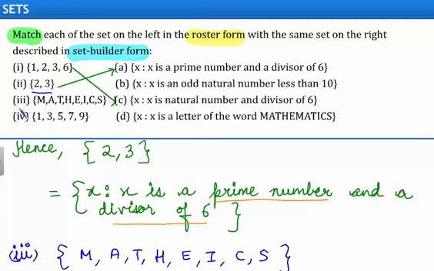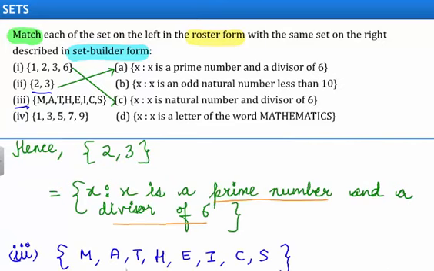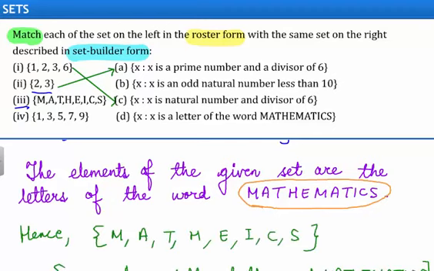Here we have the third set given in roster form. Now, if you observe the elements of this set, you can see that these elements are the letters of the word mathematics. Hence, the given set can be written in set builder form as x is such that x is a letter of the word mathematics. So, we can match this third part to D.